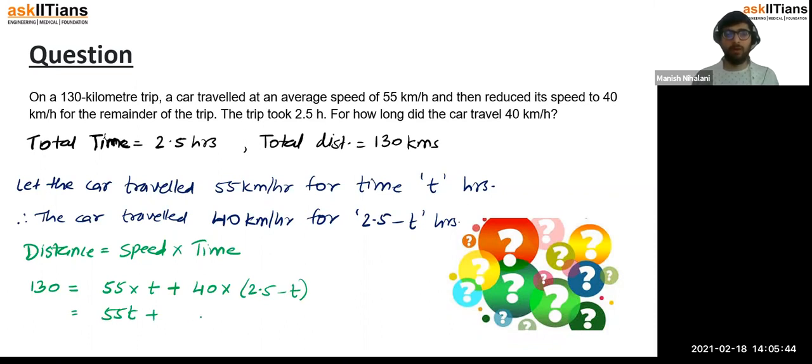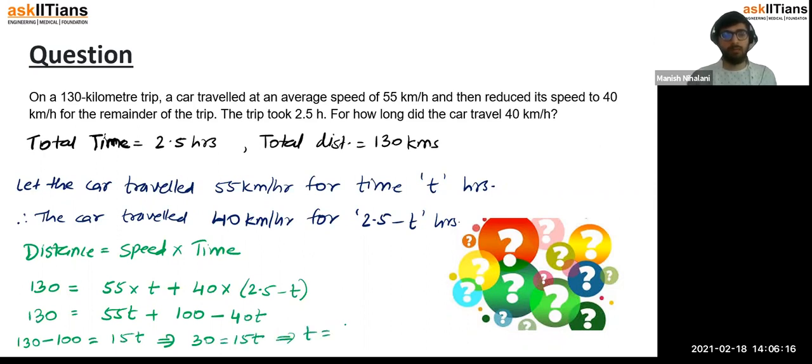So 40 into 2.5 is 40 into 5 by 2, है ना? 40 into 5 by 2, 2 ones are 2, 20s are 20 into 5 gives us 100. तो ये हो जाएगा 100 minus 40t, ठीक है? 55t minus 40t is equal to 130 minus 100, yes. So अब 55 minus 40 क्या होता है 15, और 130 minus 100 gives us 30, so 15t. तो यहाँ से 30 is equal to 15t होगा, right? तो यहाँ से t क्या हो जाएगा 30 upon 15, which is 2 hours.